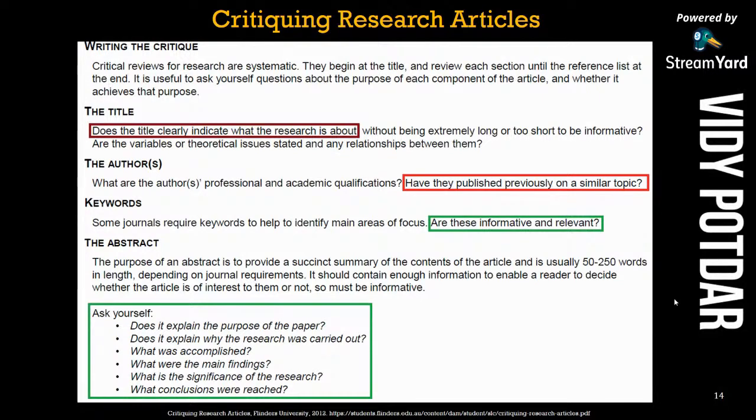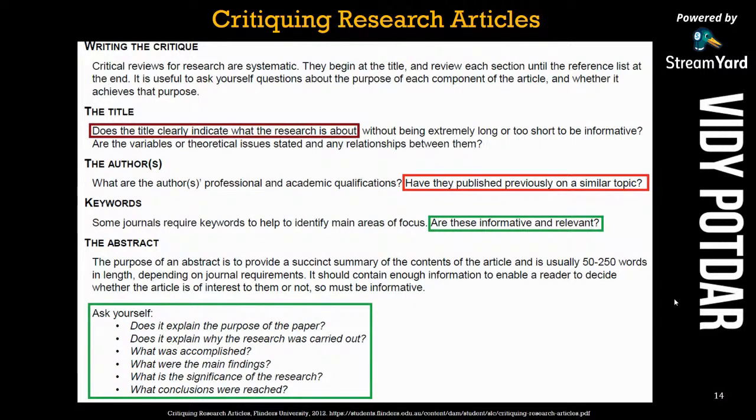The next thing is keywords. Are the keywords informative and relevant to the paper or to the article that you're reviewing, or is it just some random articles? Because all these things are clues that tell how diligent the author has been when they wrote this article. So these are all cues that reviewers look for, and when you're evaluating a paper, you can look for.